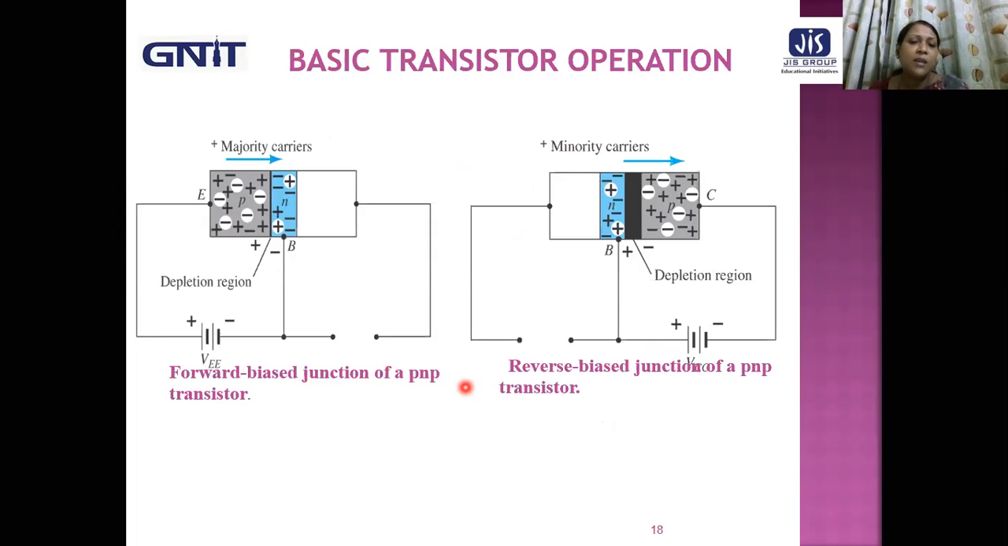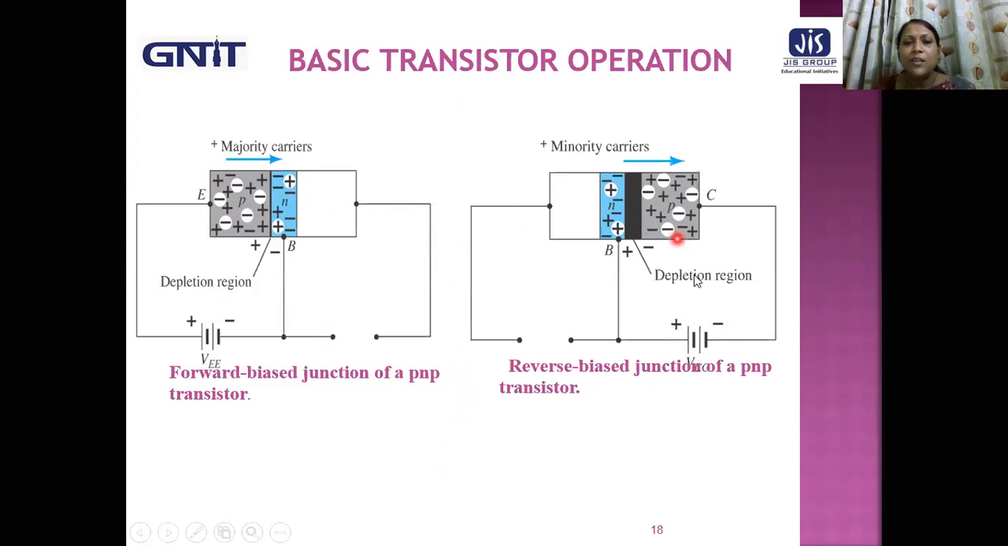Here we can see that the emitter base junction is forward biased and the collector base region is open. Here we can see the emitter base junction is open and the collector base junction is reverse biased. Actually, this is not the case, but to make you understand, I have separated one figure into two figures. So that the majority charge carriers in the P region, if this is a PNP transistor, the majority charge carriers are holes.